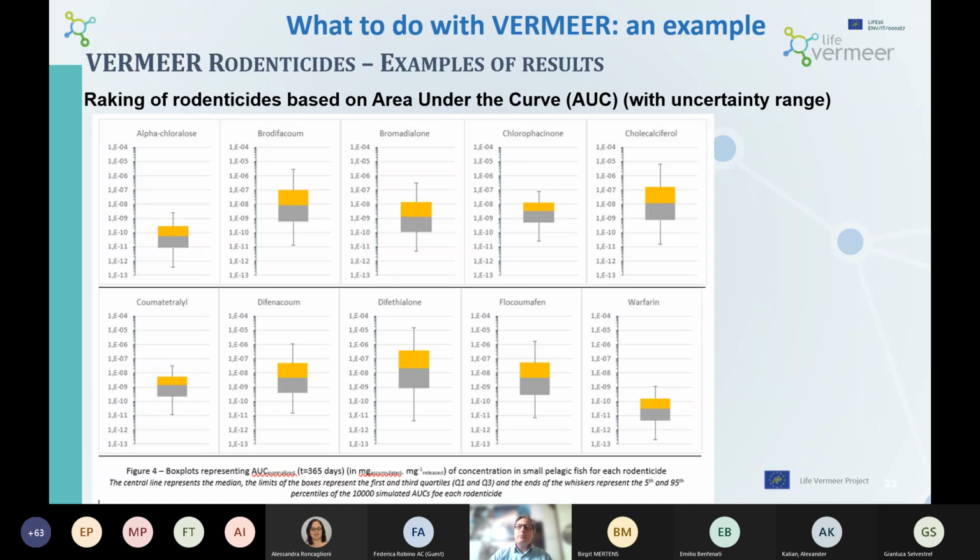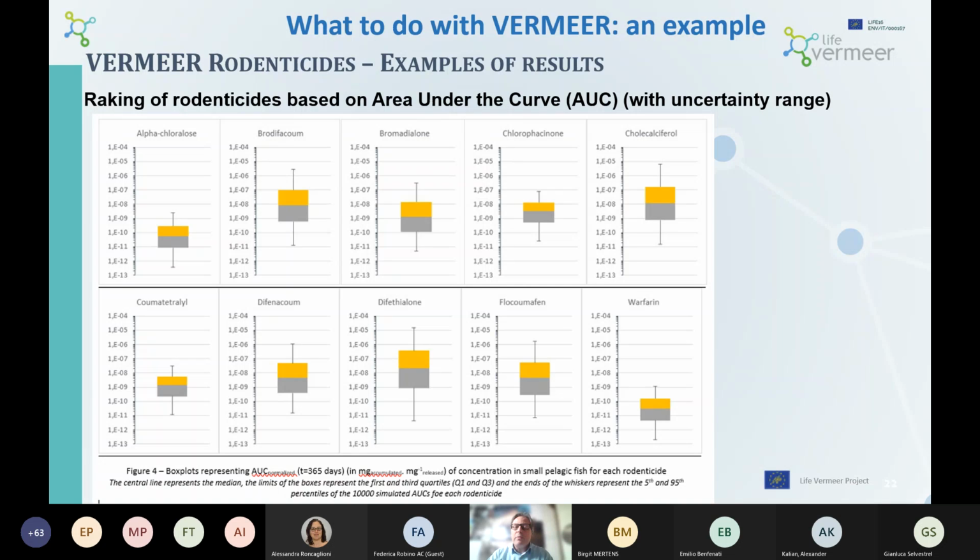What we did also, we ran a reverse modeling exercise. So we start from monitoring data of rodenticides in fish, and from these fish levels, we ran reverse modeling, and we estimate the mean rodenticide concentration in water. And we obtain estimated concentration in water, which can be compared to hazard predicted by VEGA.